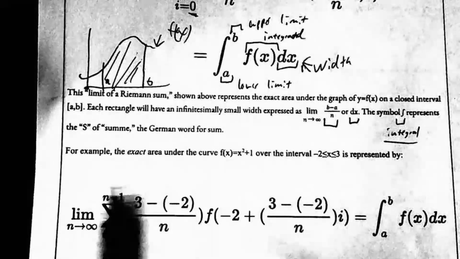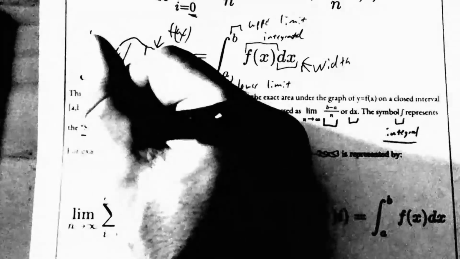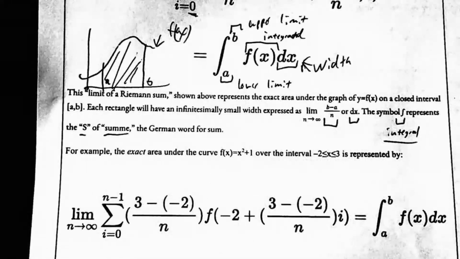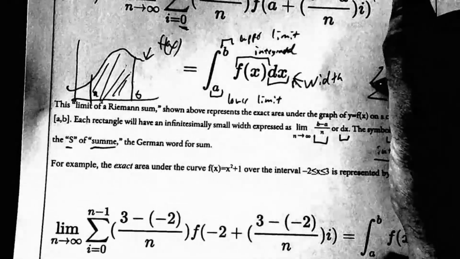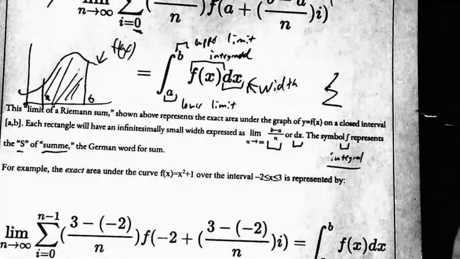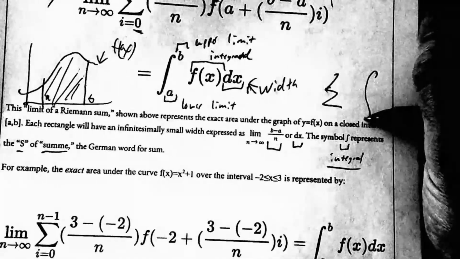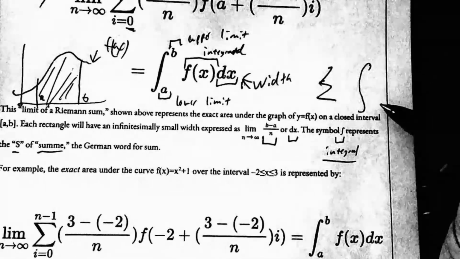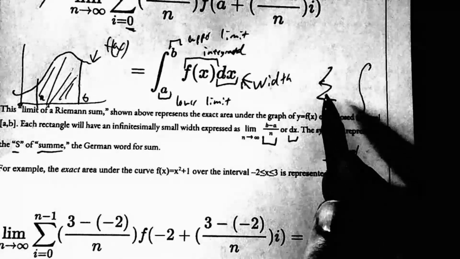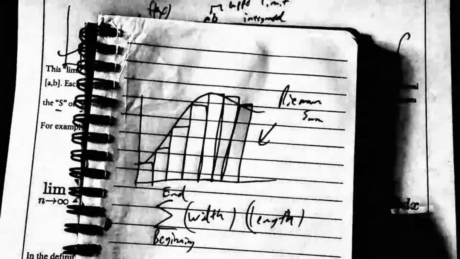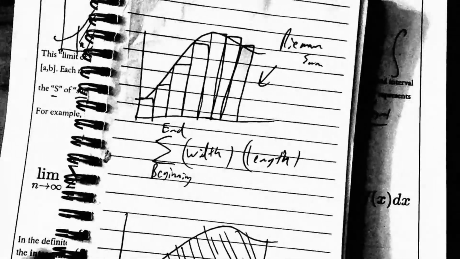The integral symbol represents the S of summa, the German word for sum. So again, the sigma, terribly drawn, is similar to the integral, but they're not the same thing. This is discrete, dealing with things that we can touch. So this is the sigma right here, and this is the integral down below.